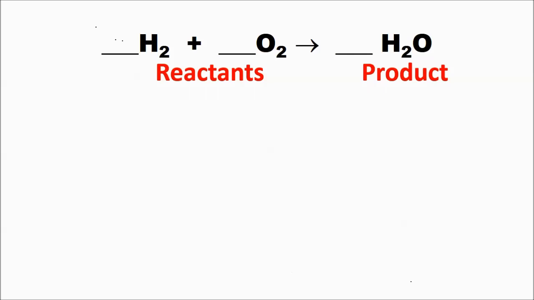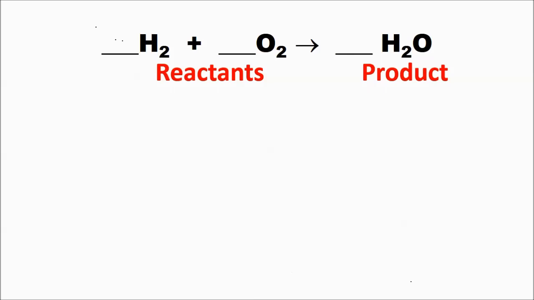Here we have hydrogen gas, H2, which is a diatomic molecule, reacting with oxygen gas, another diatomic molecule, to produce water. Let's review some basic terminology about chemical reactions. The chemicals reacting are called the reactants. In this equation, hydrogen and oxygen are the reactants. The chemical produced here is the product, and here it is water.